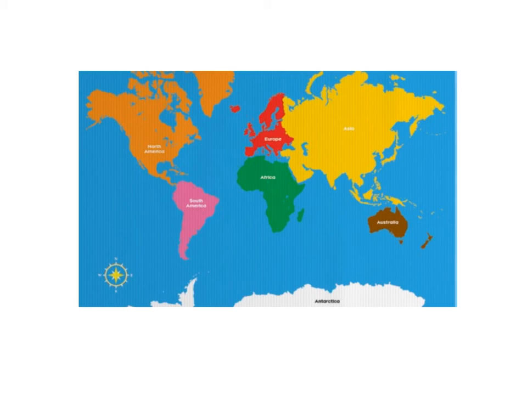A map, like the one shown here in the slide, is a representation or drawing of a place. Different kinds of maps show different features, such as countries, states, cities, and towns. Maps can also show rivers, lakes, mountains, and oceans.